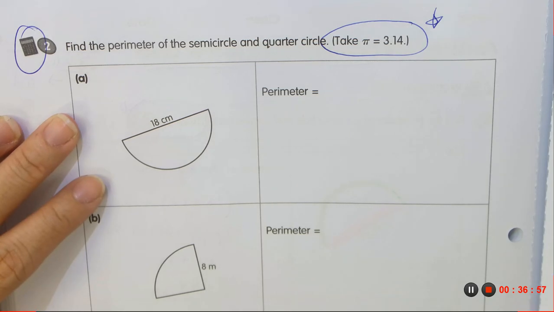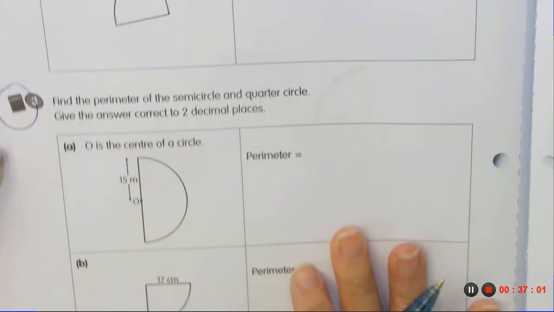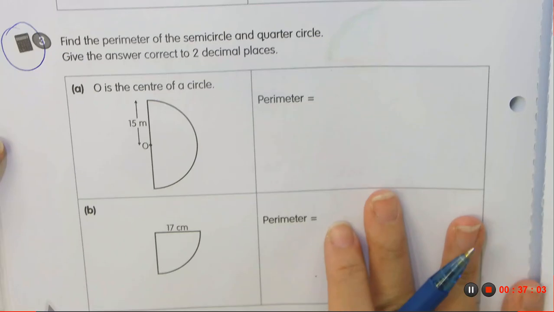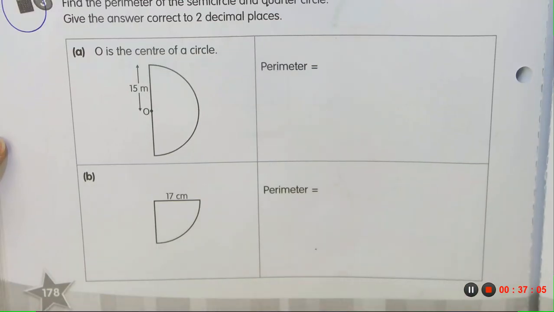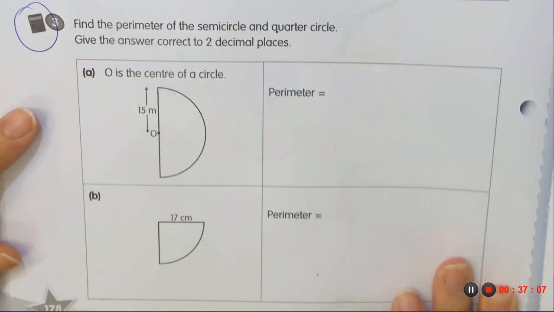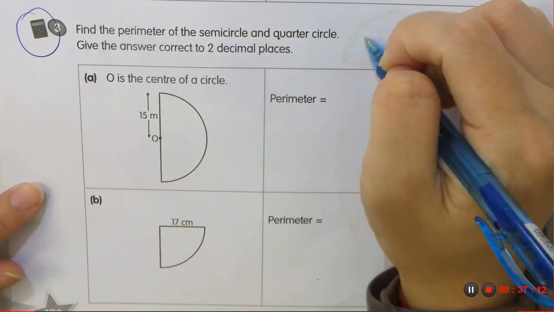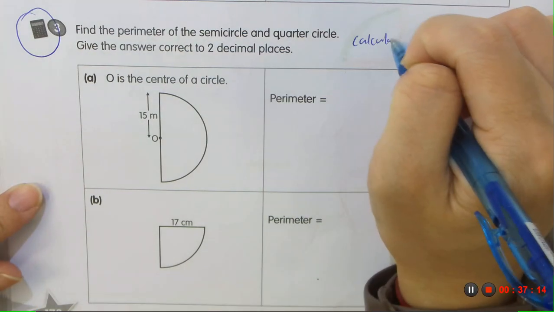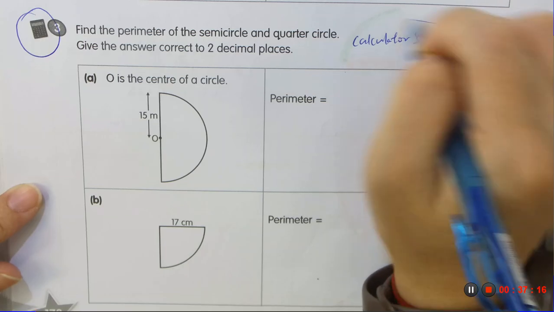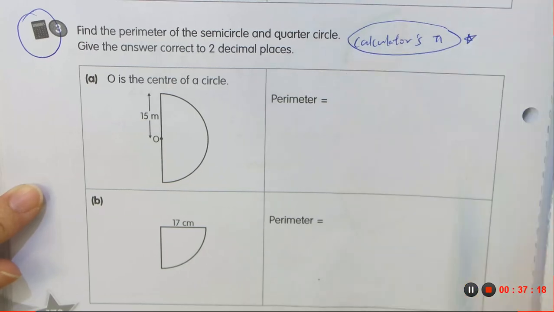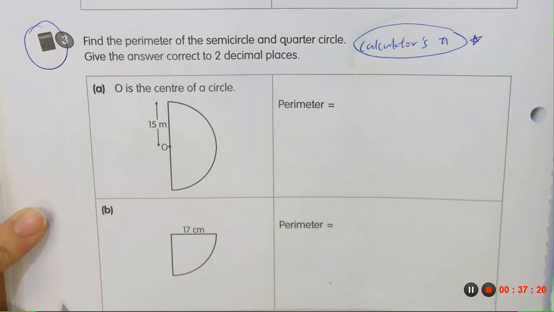Is that okay? Now, what about question 3? In question 3, pi is not stated. So which pi do I use? The calculator pi. Can you take note of this?